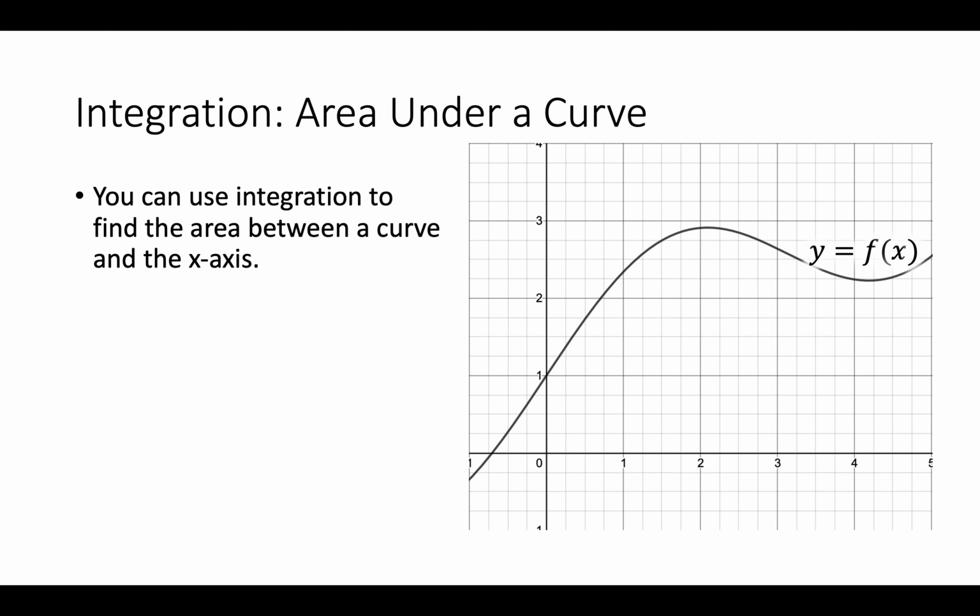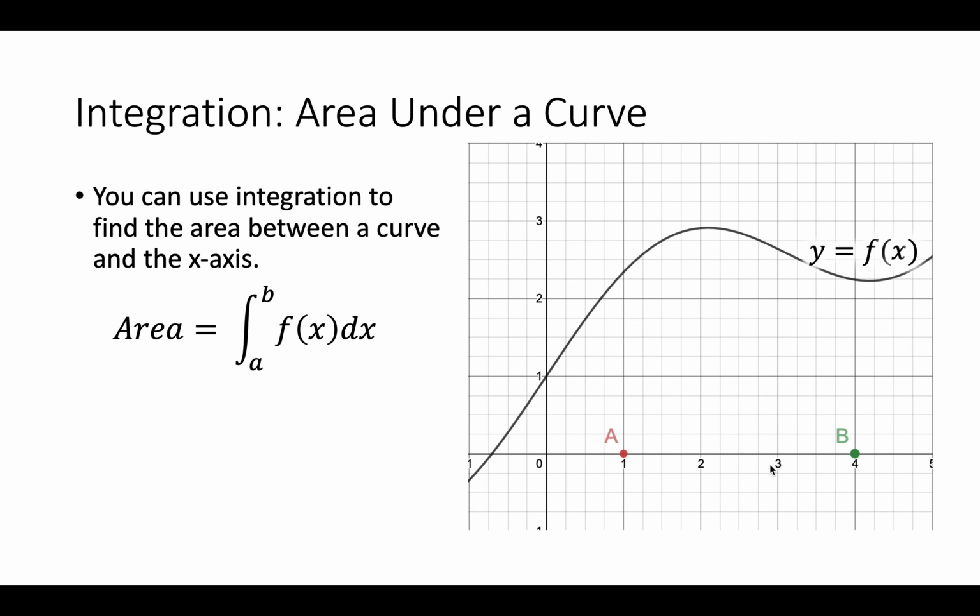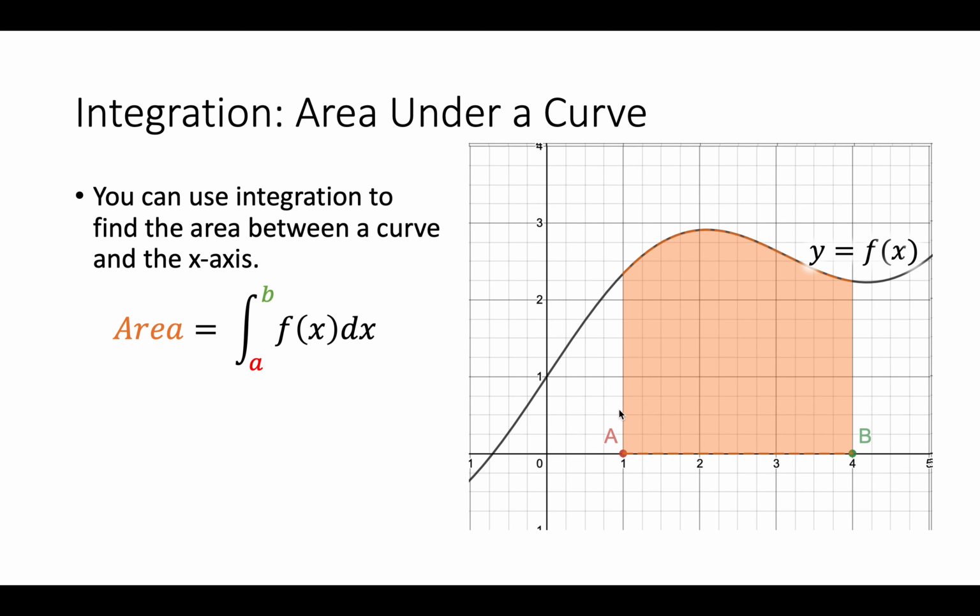So you've got a function y equals f of x here, and the area is given by this formula, the integral between a and b of f of x dx. So if you have 2 points A and B, we can see this orange area here will be given by this function.